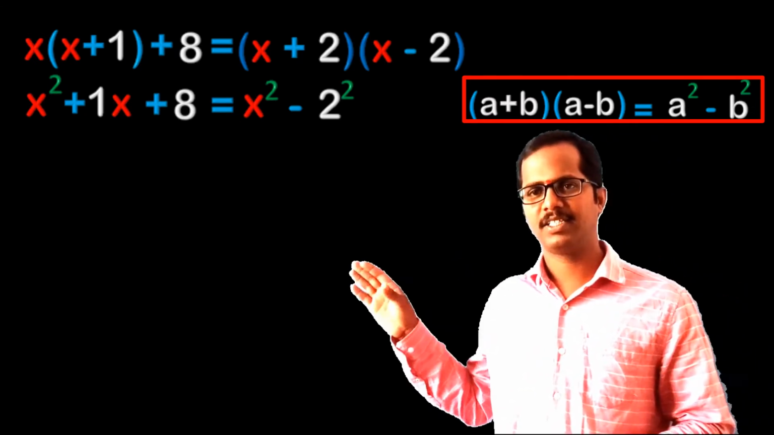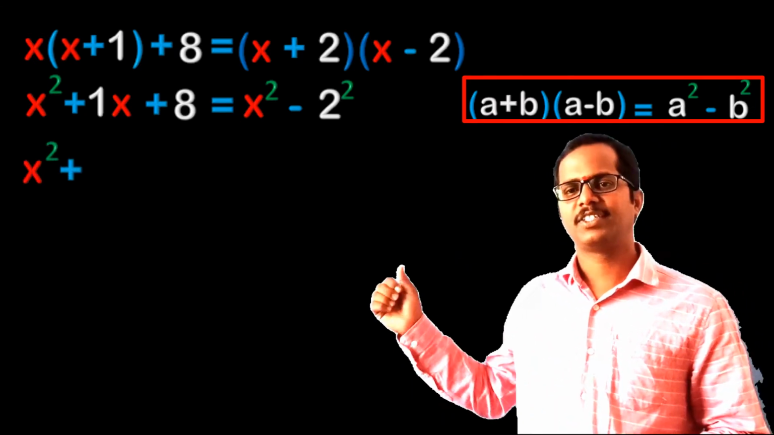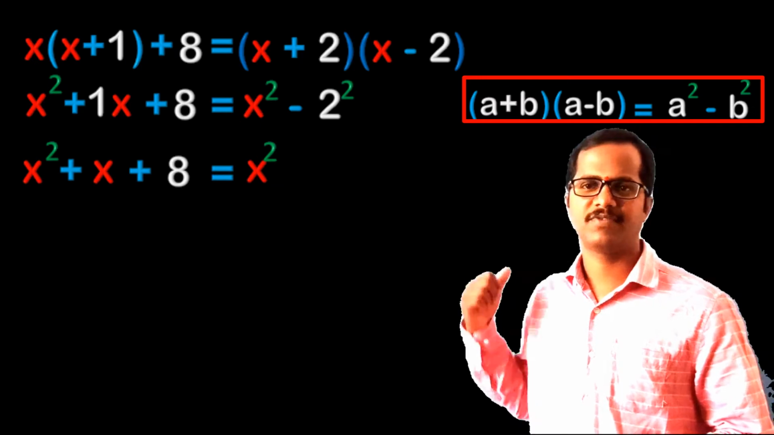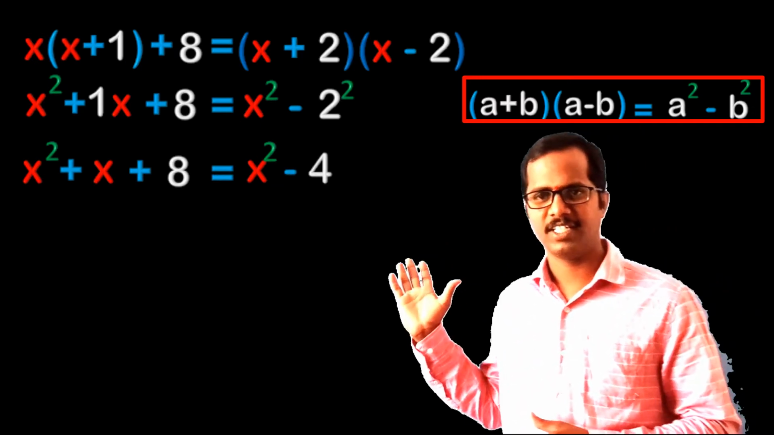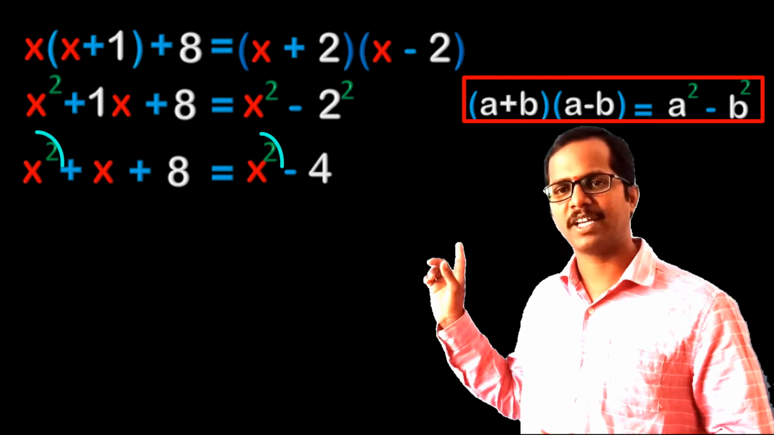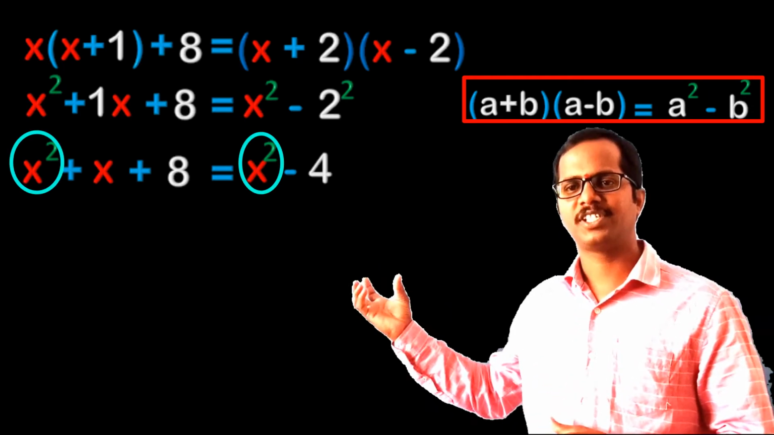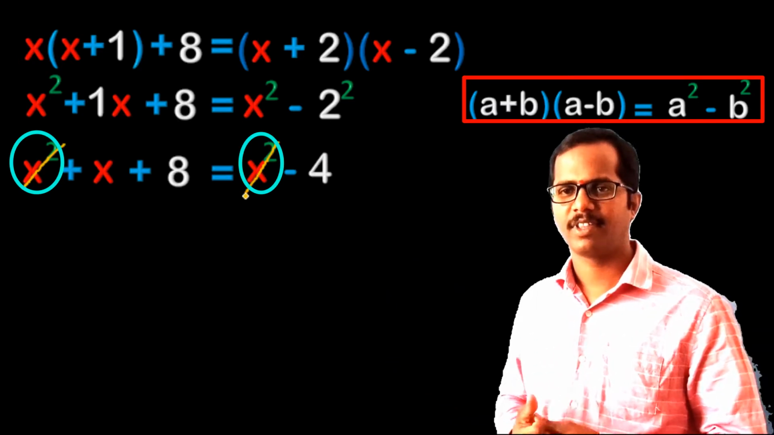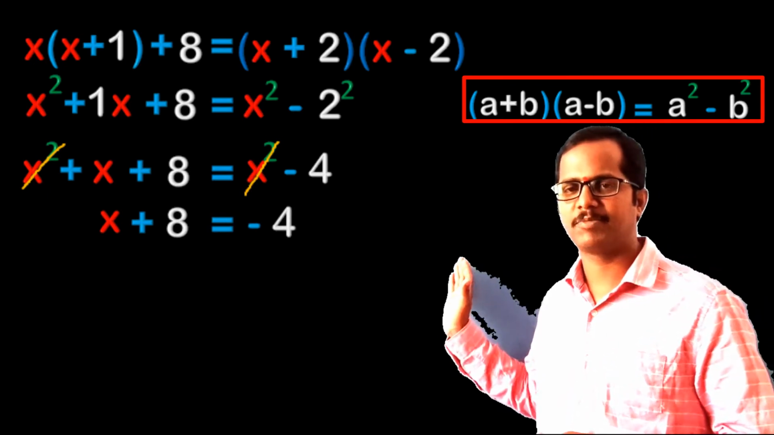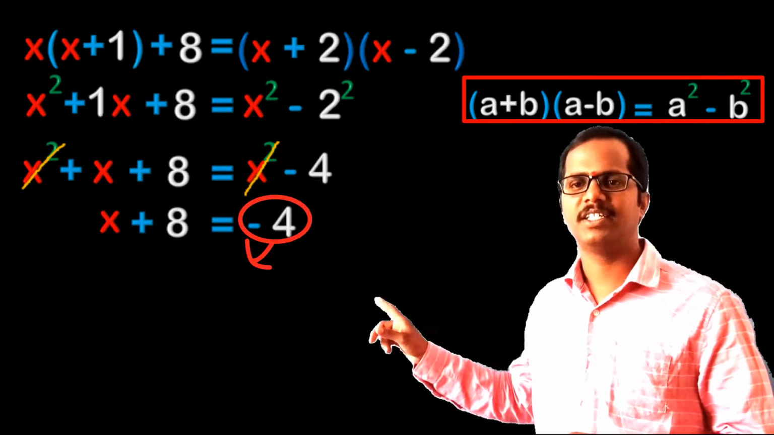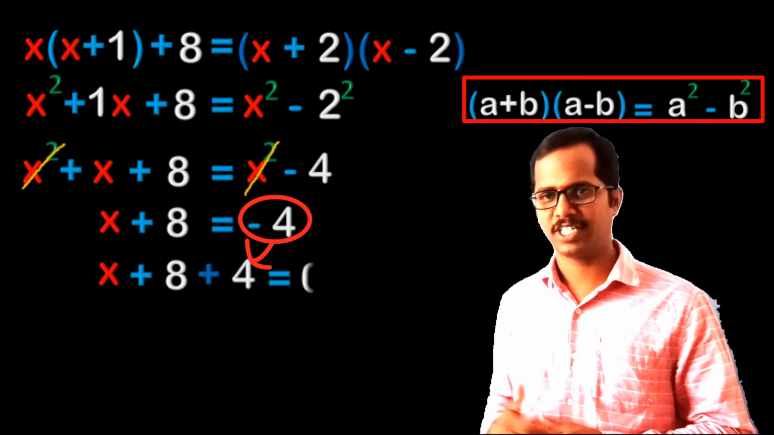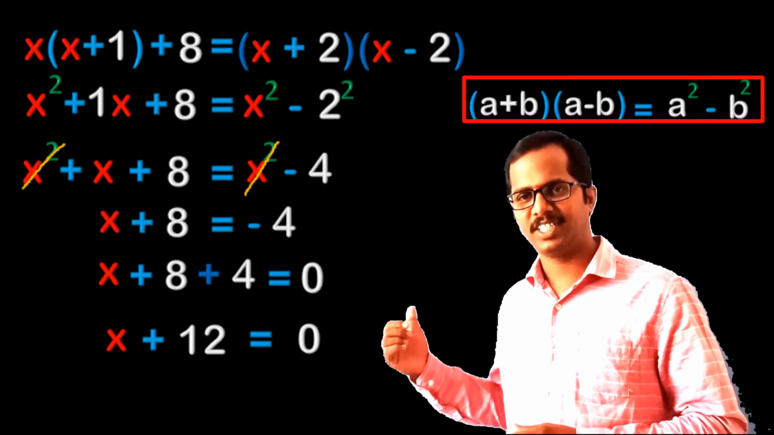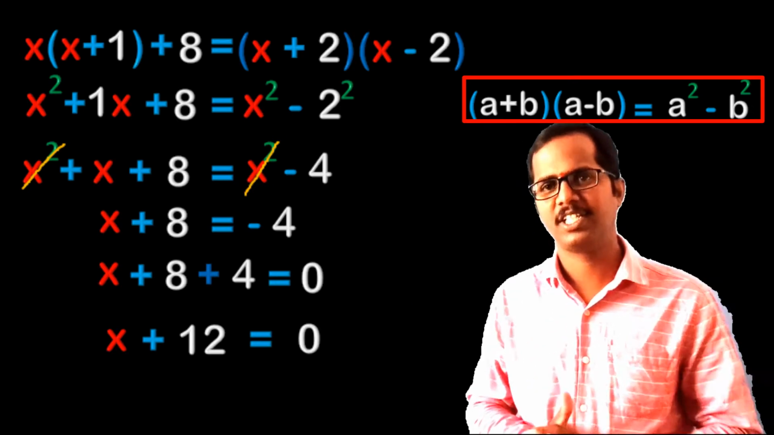Now by simplifying the LHS and RHS, we get x square plus x plus 8 equals x square minus 4. If you observe this equation, on both sides we have the x square term equal, so we can remove this term from both sides. By cancelling x square, we have x plus 8 equals minus 4, and by transposing minus 4 to the left hand side we get x plus 8 plus 4 equals 0, which is x plus 12 equals 0. We cannot simplify this further. Now see whether this is in the form of ax square plus bx plus c equals 0.